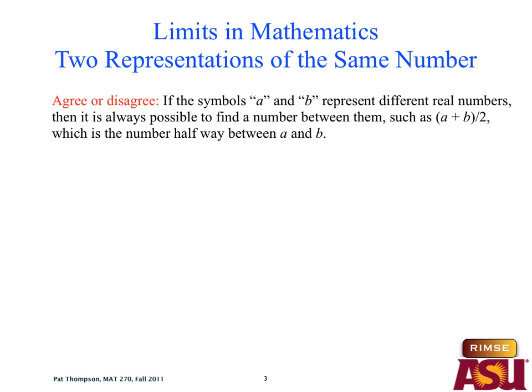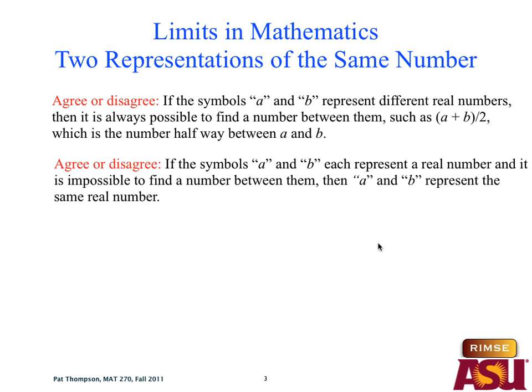So do you agree or disagree? If the symbols A and B represent different real numbers, then it's always possible to find a number between them. Agree or disagree? How many agree? It's not a trick. Tasnia, you're not sure? All right, you're just naturally a skeptic, right? So agree or disagree?